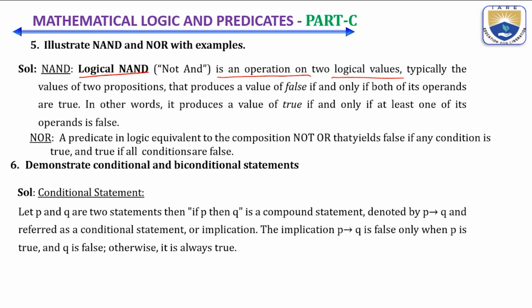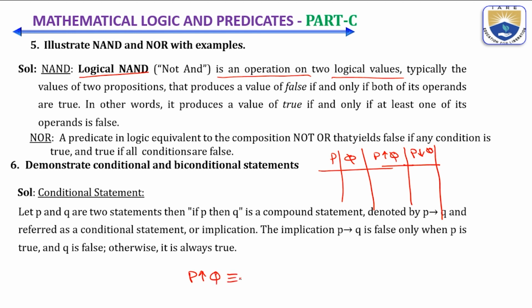In other words, it produces true if and only if at least one of the operands is false. Suppose P and Q are two propositions. NAND is defined equivalently as negation of P and Q. NOR is denoted with its own symbol, and is equivalently written as negation of P or Q.